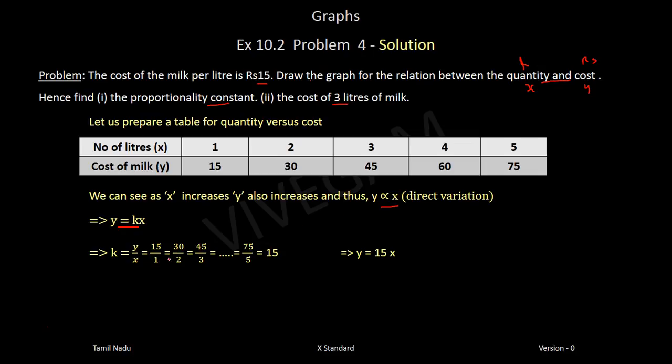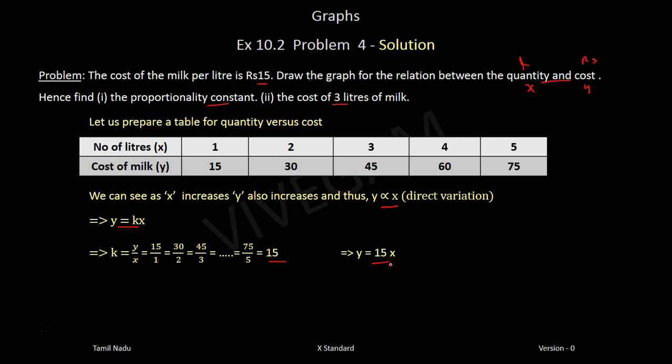You take 2-3 points, that is good enough, and you can see in all the cases you get the same value of k, which is 15. So k is 15, the proportionality constant is 15, and the equation becomes y is equal to 15x, which is a straight line. Okay, y is equal to mx. I hope you remember that y equal to mx plus c, but the constant c is 0 here. That's all it is. Okay, so that is fine.